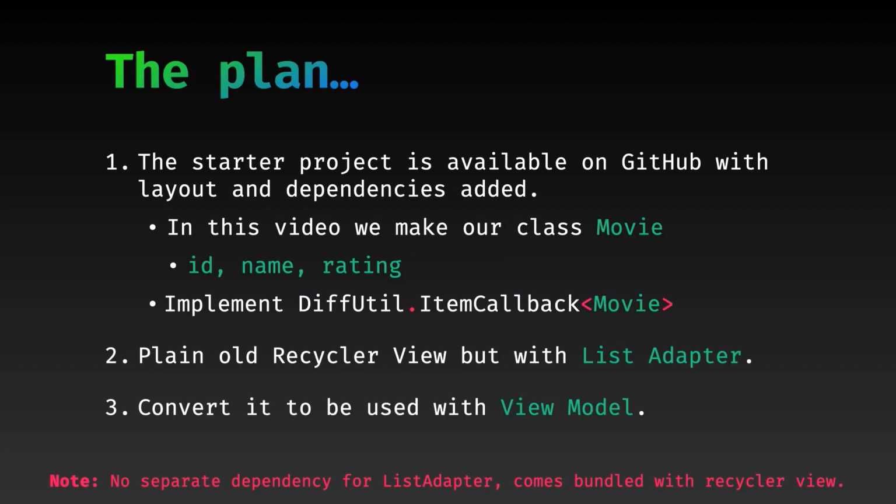So the plan for this series about list adapter is that firstly in this video we'll be looking at the starter project that only has the layout file for our recycler row and the activity main. And then in this video we'll also be making our movie class, which has three properties, that is the ID of the movie, the name of the movie, and the rating of the movie. And as always, we are going to use Marvel movies. And then in this video itself, we'll implement the DiffUtil.ItemCallback inside the movie class that we'll create.